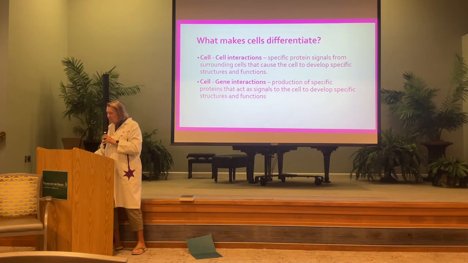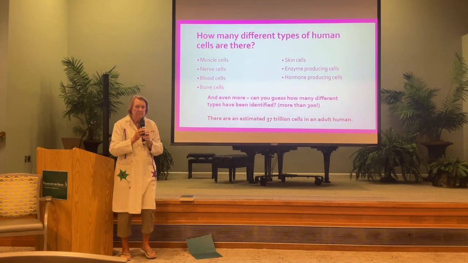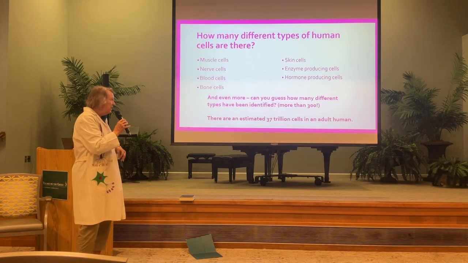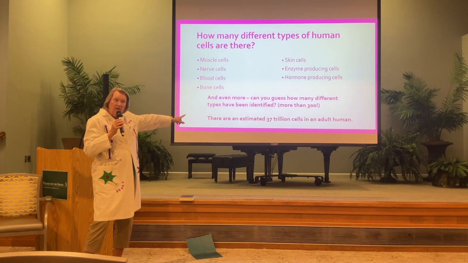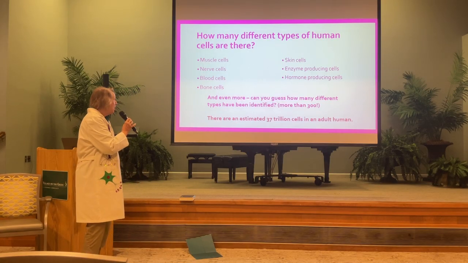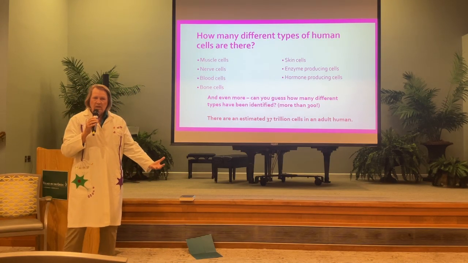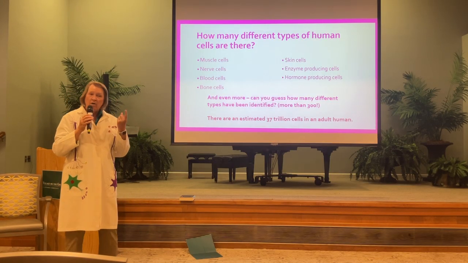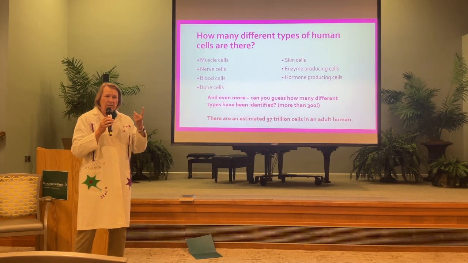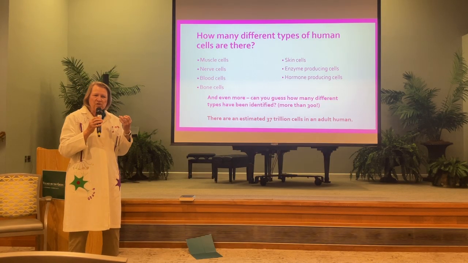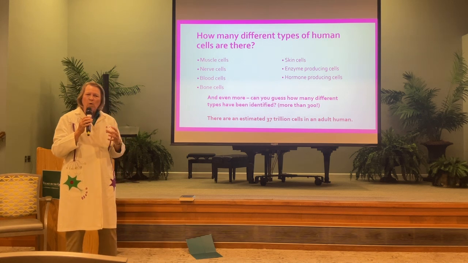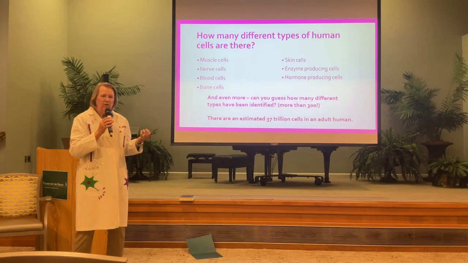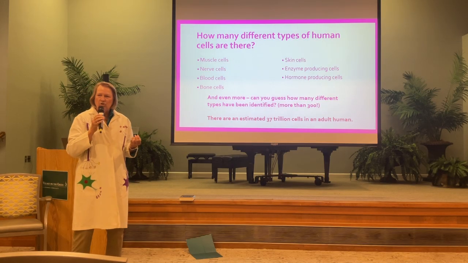So how many different types of human cells are there? Lots. Well, there are more than 300 different kinds of cells. So you probably are familiar with muscle cells, but did you know that there's 3 different kinds of muscle cells? There's the cardiac muscle cells that are in your heart. There are what are called smooth or visceral muscle cells that are in the walls of your organs, like your stomach, lungs. And then there are skeletal muscles that are attached to your bones.